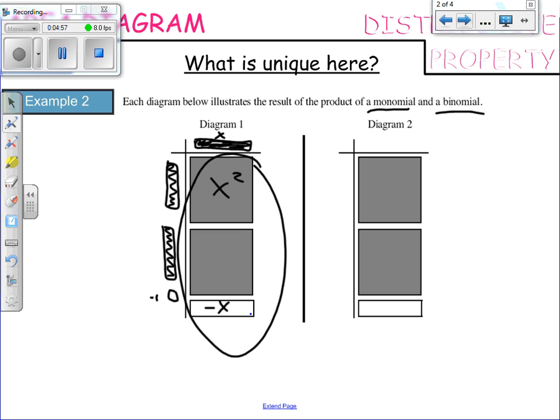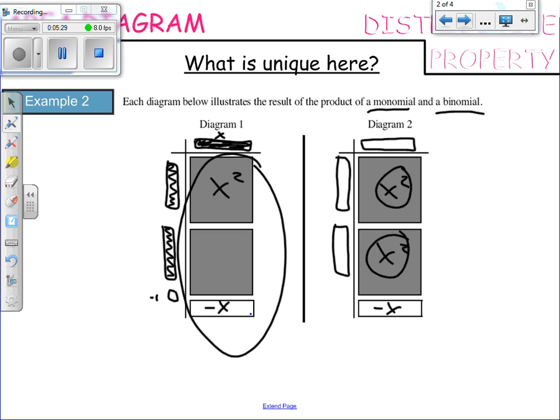Now diagram 2 over here is asking you to solve it in another way. It's the same question. You see you have your x squared, and you have your negative x. Another way we can get these positive x squareds is if we multiply two negative x's. So the first one will be a negative x here, and you know you have to get another negative to get a positive, which means this is positive down here.